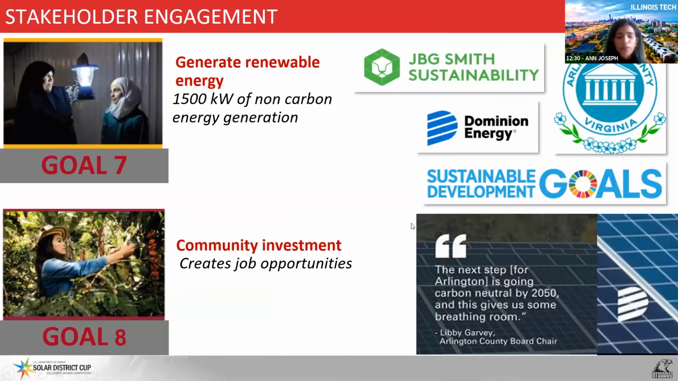Our project outcomes match JBG Smith's environmental objective to meet carbon and energy reduction. The project also aligns with the United Nations 2030 Sustainable Development Goals 7, 8, 11, and 13. With a generation capacity of 1,500 kilowatts, the project supports Crystal City's non-carbon energy policy, Arlington County's 2050 carbon neutrality plan, and Virginia's sustainability goals, thereby meeting city, county, and state-level green initiatives. The project would be a great opportunity to increase jobs and to invest in revitalizing communities. Next.